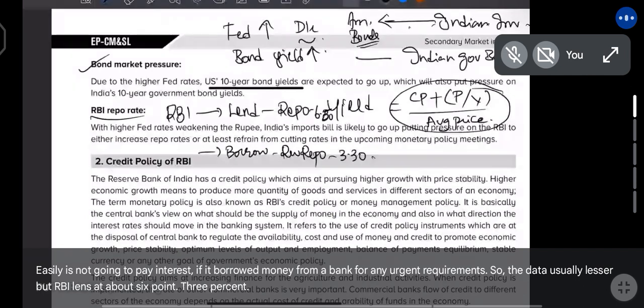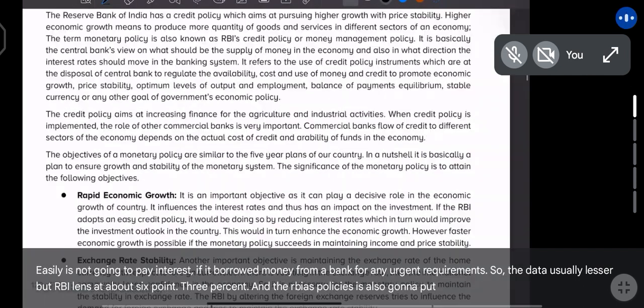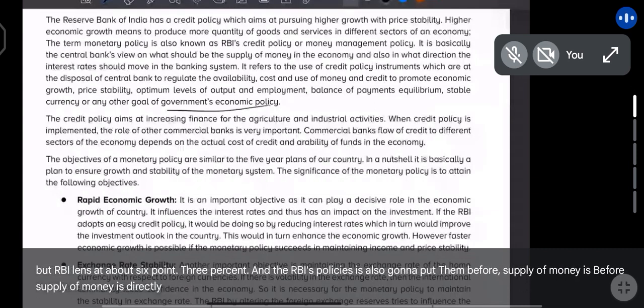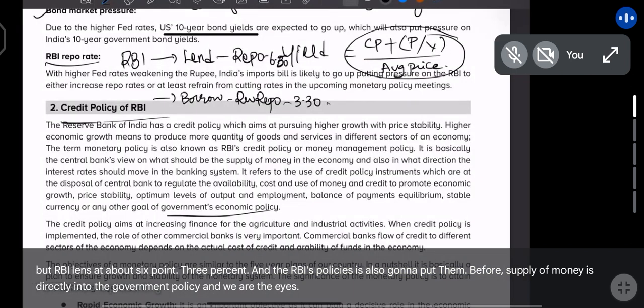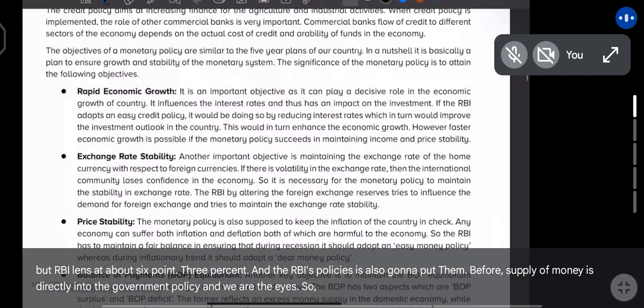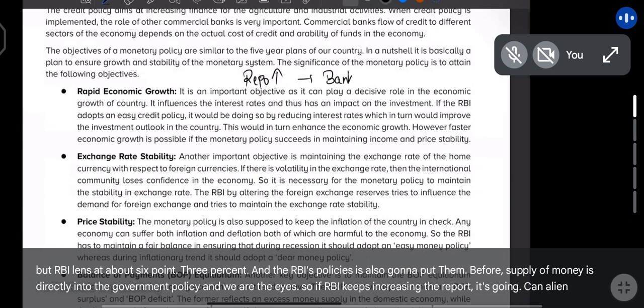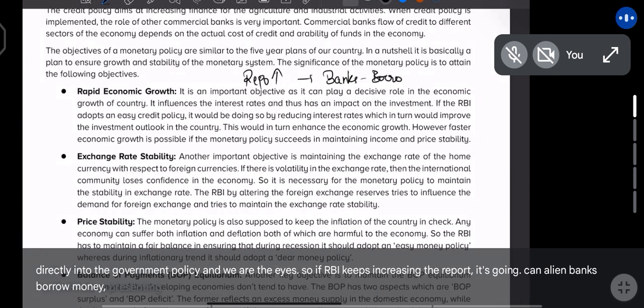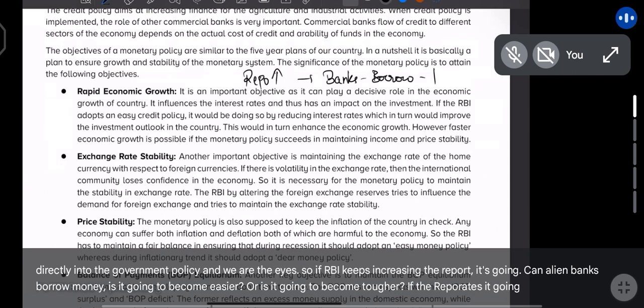6.3%. And the RBI's policies are also going to affect how much the investors have left with them, because the supply of money is directly related to the government's economic policy and the RBI's. So if the RBI keeps increasing the repo rate, can Indian banks borrow money? Is it going to become easier or tougher if the repo rates keep going up? So tougher to borrow.